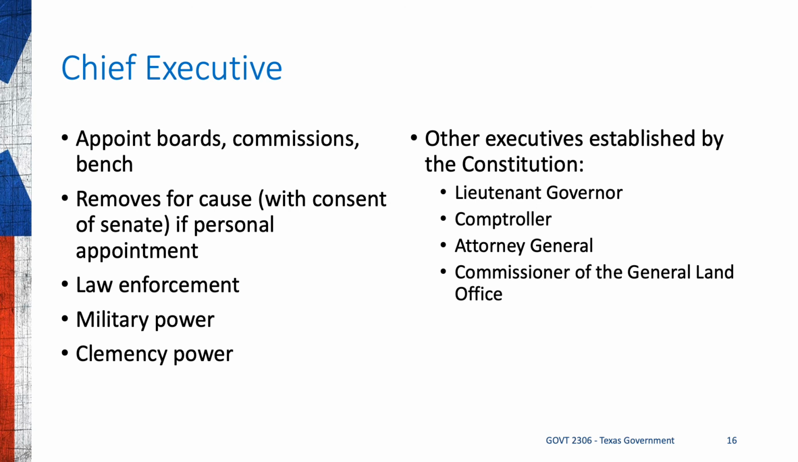He can remove, if he has appointed somebody to a board or somewhere else, he can remove that person for cause if the Senate agrees. But like we talked about before, if somebody else has appointed the person, if the previous governor has appointed the person, then the current governor cannot just remove the person on his own. He can remove some minor administrators and some people in his office without the consent of the Senate.